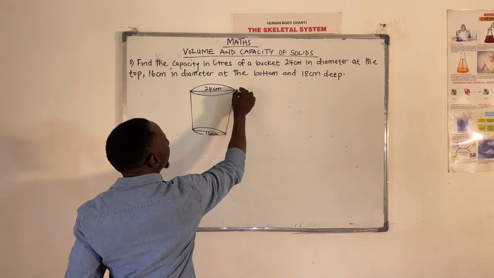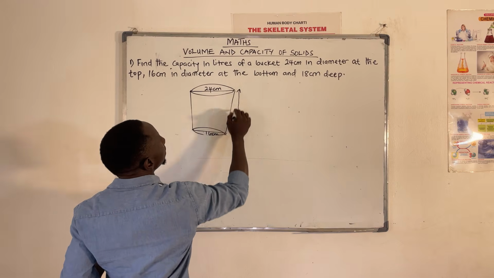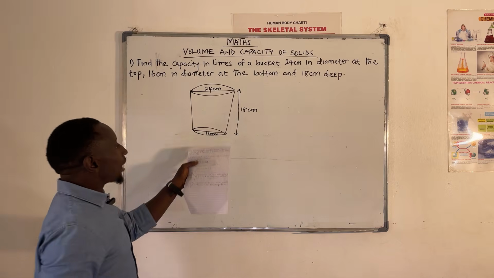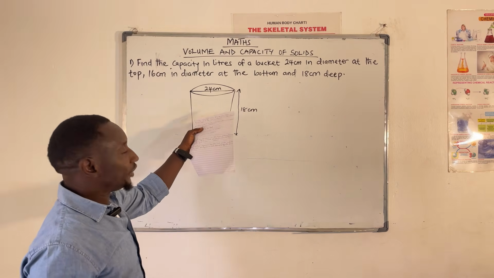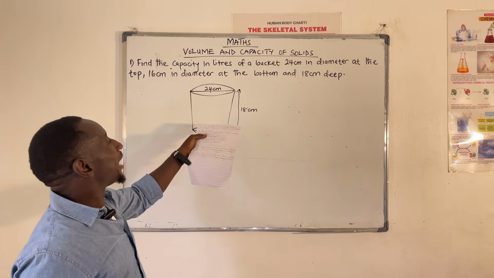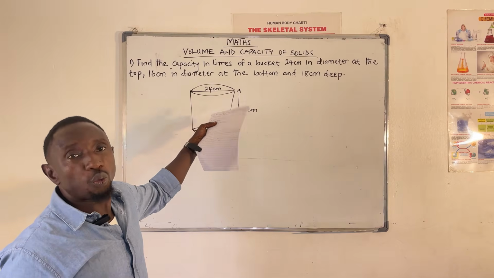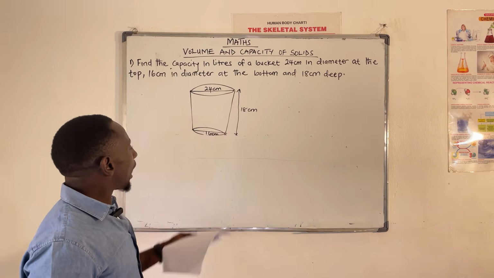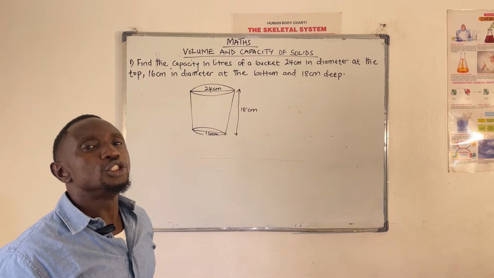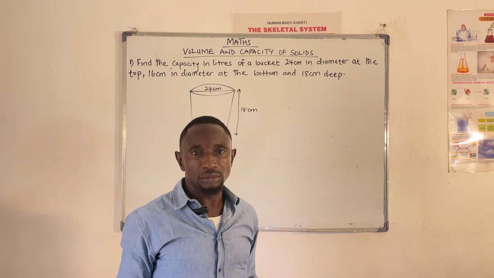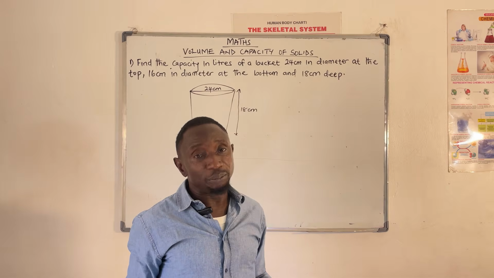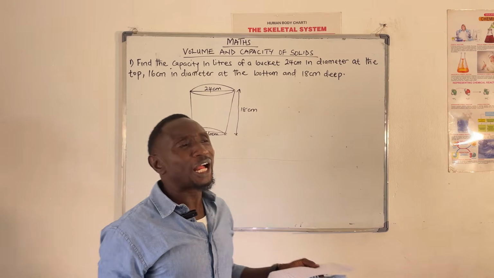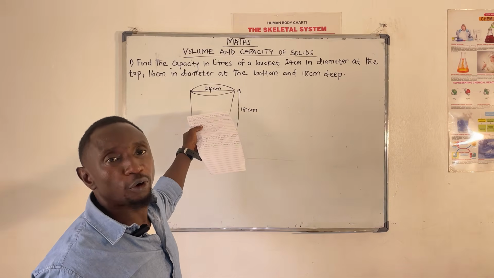Now, we're given the height. The height or the depth of the bucket is 18 centimeters. We are asked to find the capacity of this bucket, meaning we are to find the amount of liquid or water this bucket can hold. Now, how do we do that? This bucket is not a geometric solid, meaning there's no specific formula that we can use to find the volume of this bucket directly.